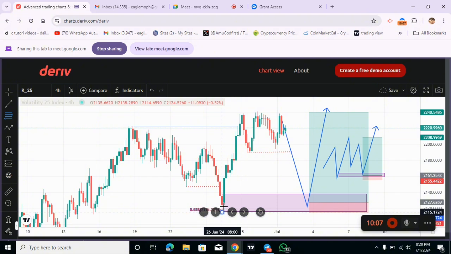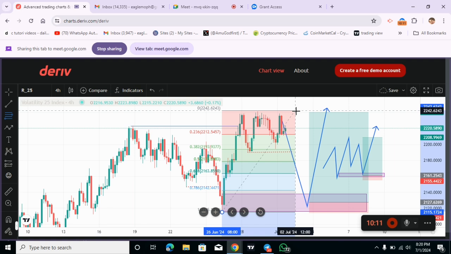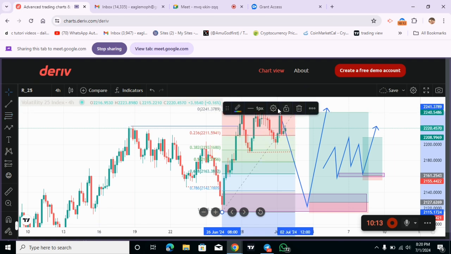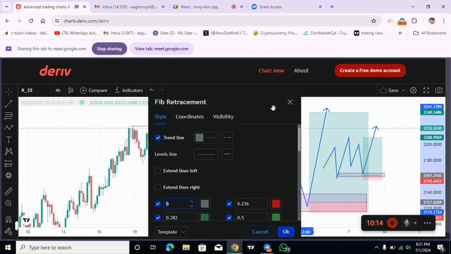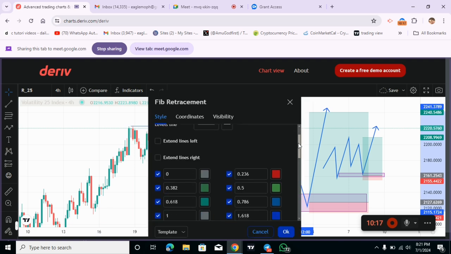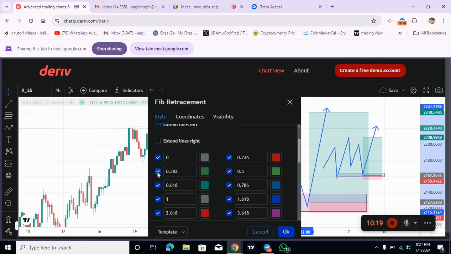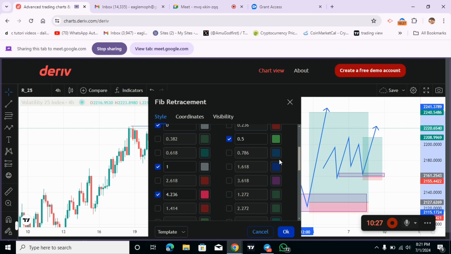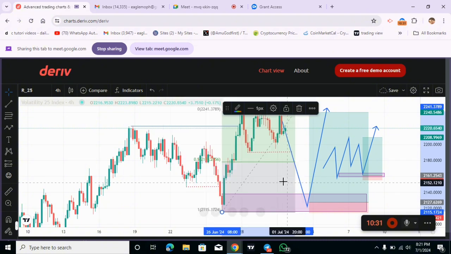There's something you should also know about this liquidity. For me, I might not want to pick it. I will show you something now. Let me remove some of these things. Okay, so this is my Fibonacci retracement tool.